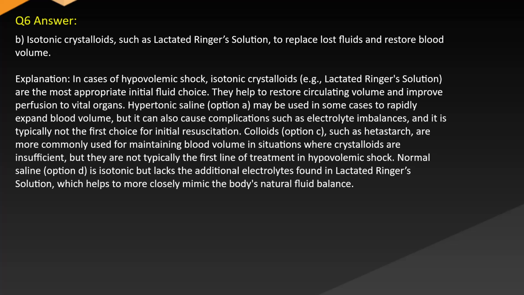Hypertonic saline, option A, may be used in some cases to rapidly expand volume, but it can also cause complications such as electrolyte imbalances, and it is typically not the first choice for initial resuscitation. Colloids, option C, such as Hetastarch, are more commonly used for maintaining blood volume in situations where crystalloids are insufficient, but they are not typically the first line of treatment in hypovolemic shock. Normal saline, option D, is isotonic but lacks the additional electrolytes found in lactated Ringer's solution, which help to more closely mimic the body's natural fluid balance.